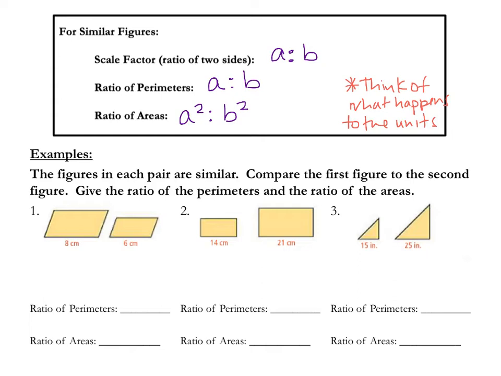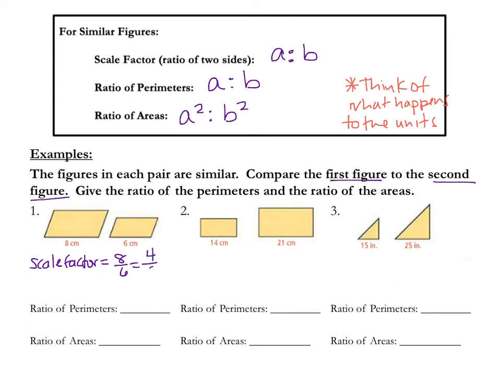Alright, so looking at the first examples here, they want us to find the ratio of the perimeters and ratio of the areas, and they're giving us the 2 figures. By giving us the 2 figures, it allows us to find the scale factor. So we're going to find that first. That's just side over side, and it does say in the directions to go first figure to second figure.